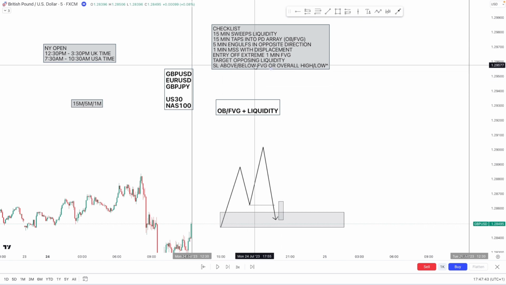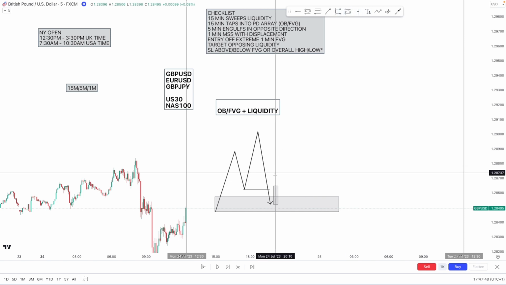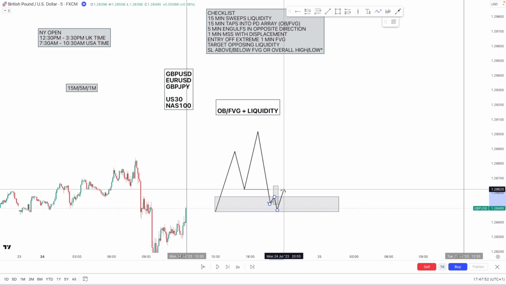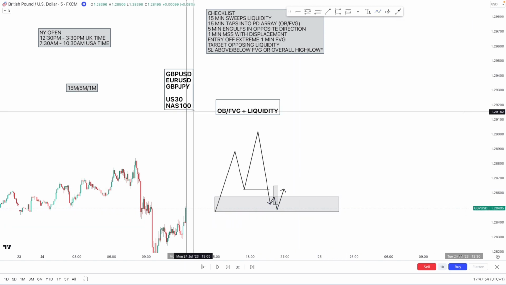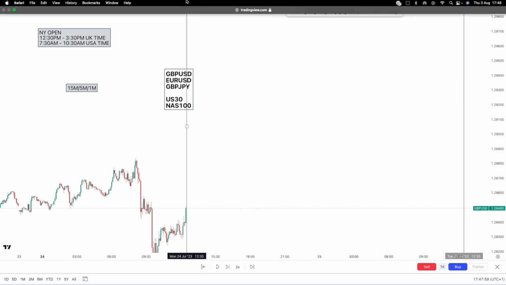And then where you're going to target is opposing liquidity. Your stop loss is going to be above the high or below the low. So for example, entry right over here, let's just say we got a bearish engulfment candle, market structure shift with displacement right over here. Your stop loss is going to be above the high, and you're going to target opposing liquidity. It's very easy. Let me show you some chart examples which will help you understand the strategy fully.